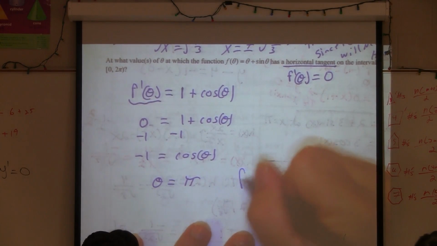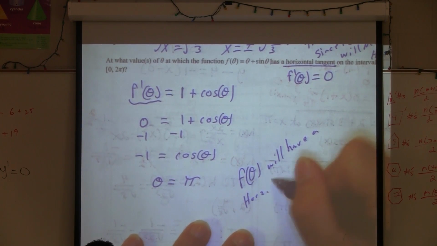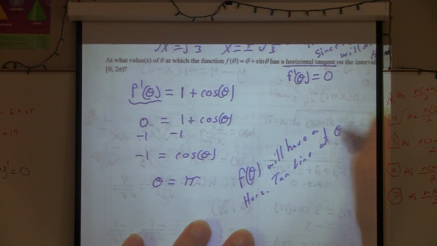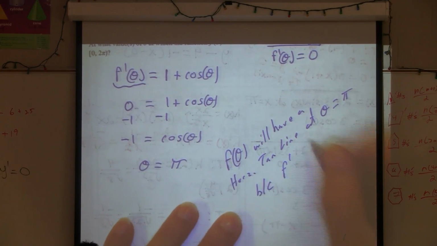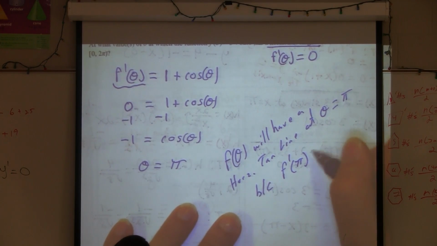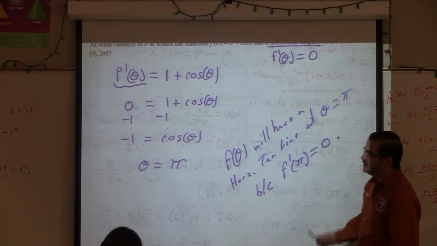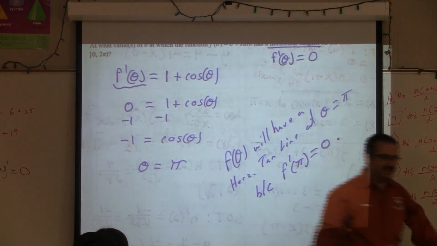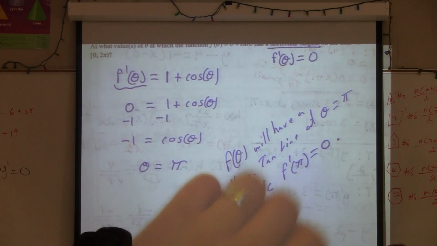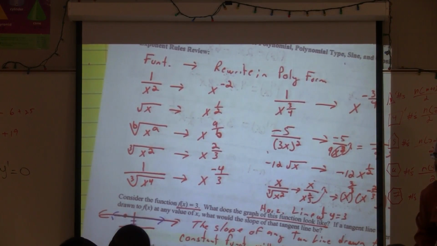So then we can say what? F of theta, the original graph, will have a horizontal tangent line at theta equals pi, because what? F prime of pi equals what? 0. At pi, the derivative is 0, and whenever the derivative is 0, we have to have a horizontal line. Yes? Good? Got it? All right. Awesome. So with whatever time is left, work on the problems on your assignment. That way, if you get stuck, you can ask questions. Make sure you read carefully and try to understand what the question is asking before you answer it, okay?